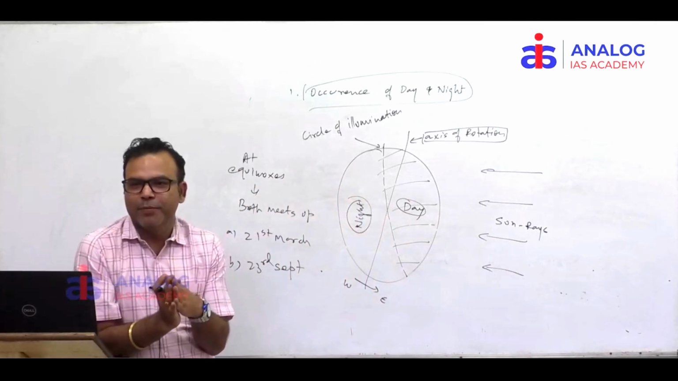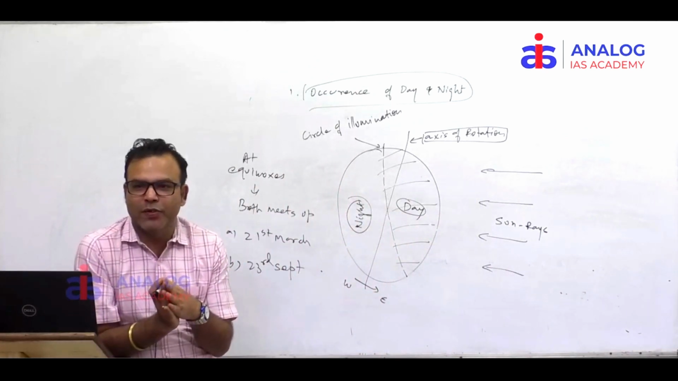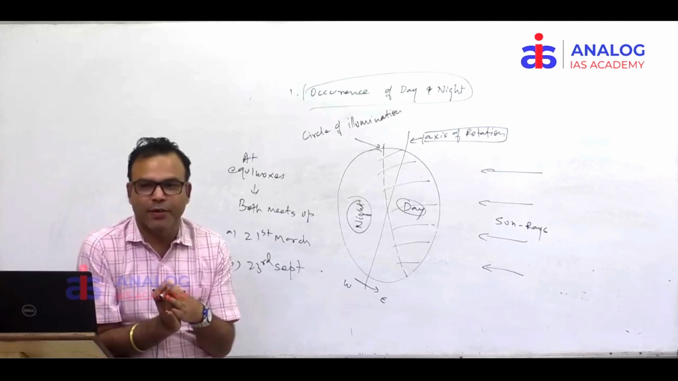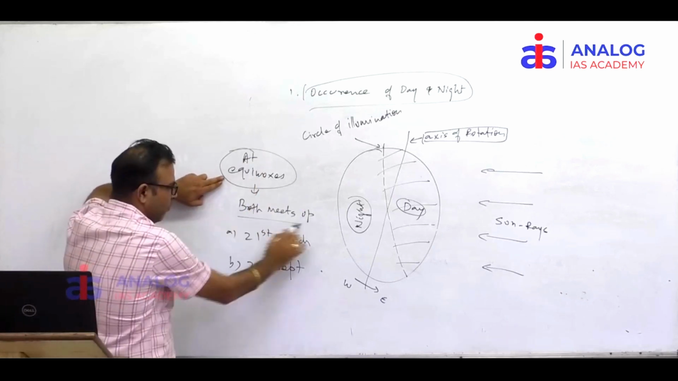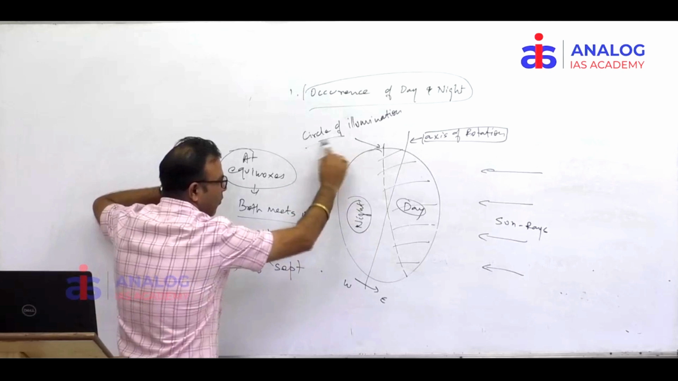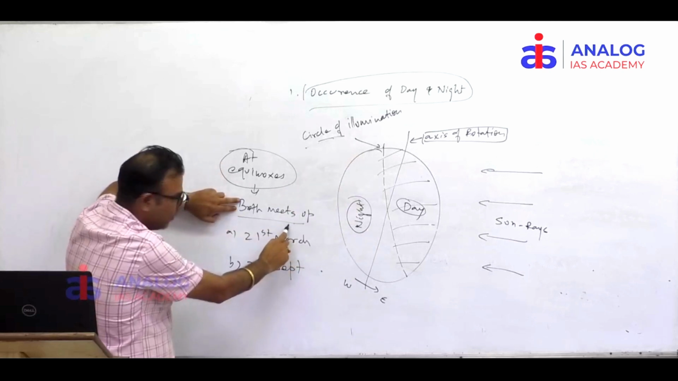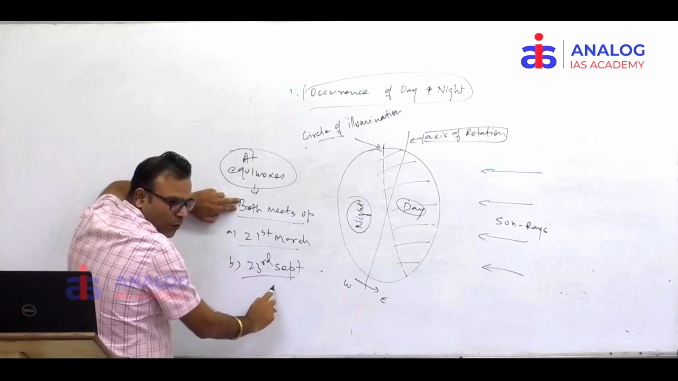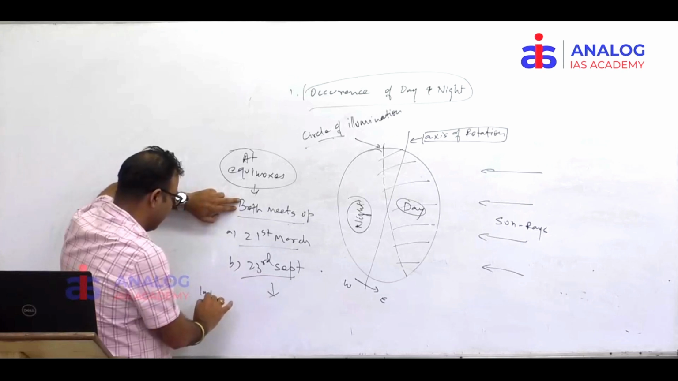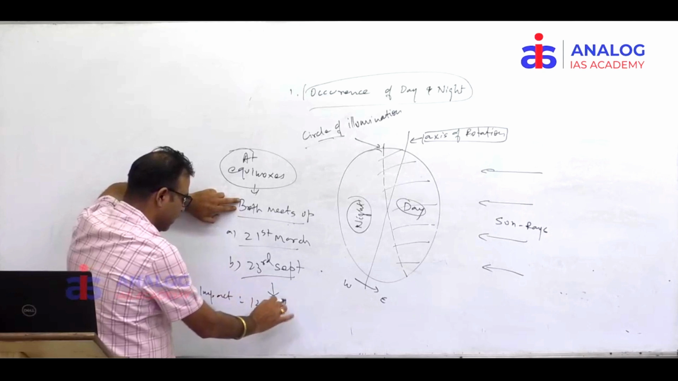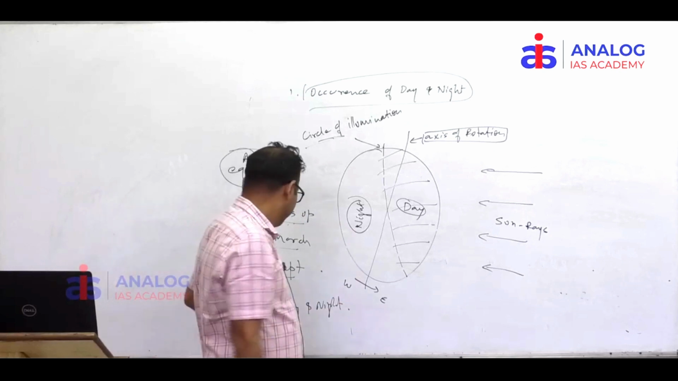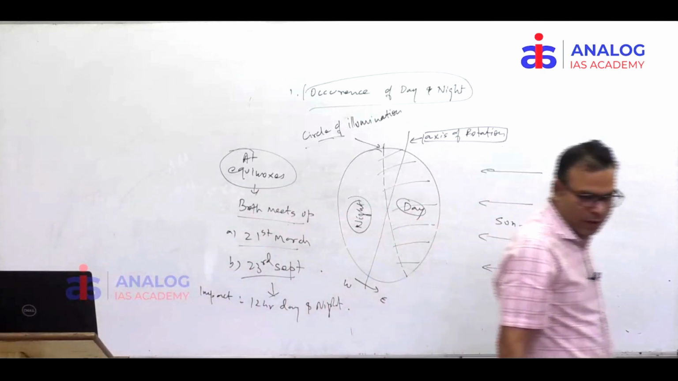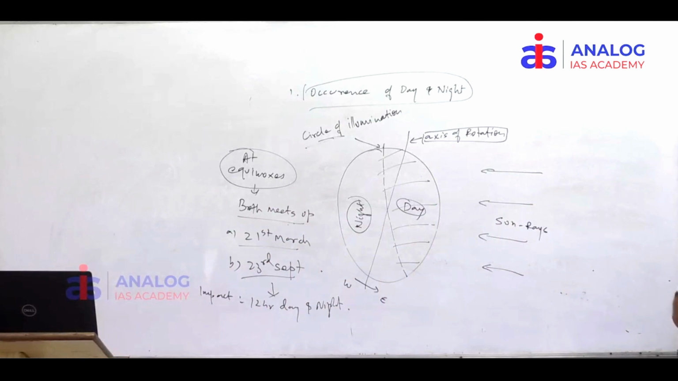And during that time, all the parts of the earth have 12 hours day, 12 hours night. So what is the meaning of this? At equinoxes, both the axis of rotation and circle of illumination meet up, overlap. And the dates are 21st March and 23rd September. What is the impact of this overlapping? 12 hours day and night. Every point, North Pole to South Pole, will have 12 hours daytime and 12 hours night time.